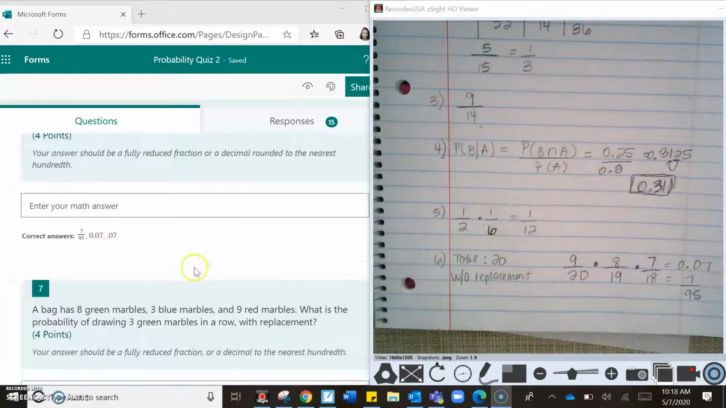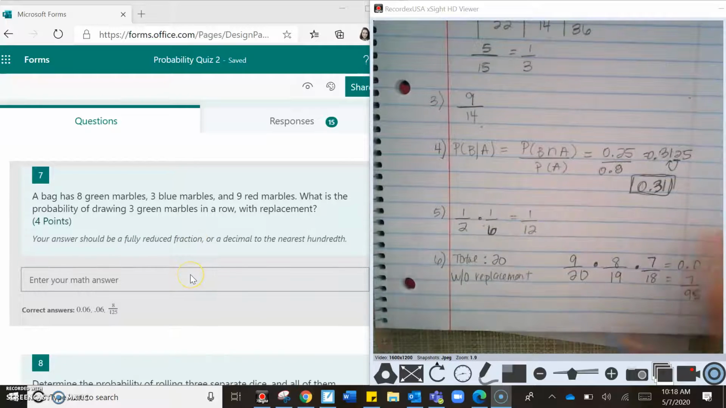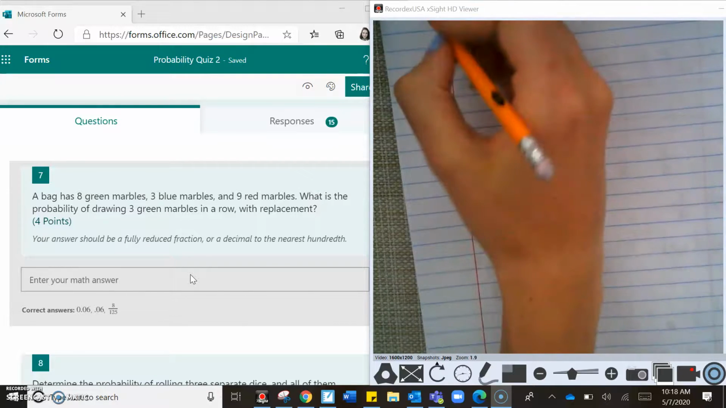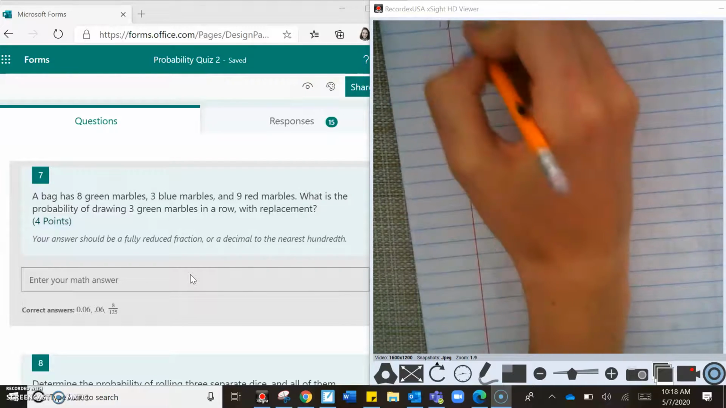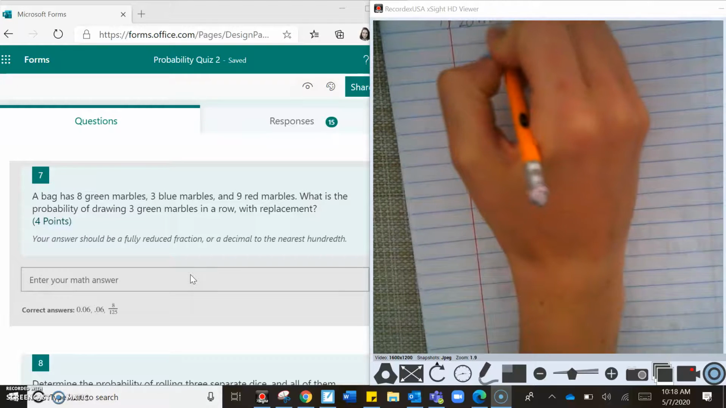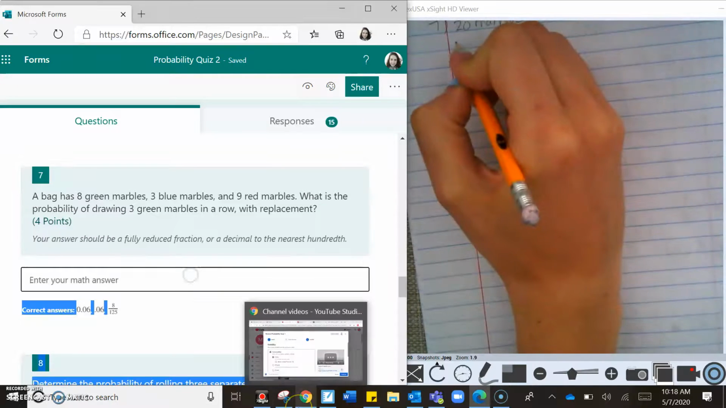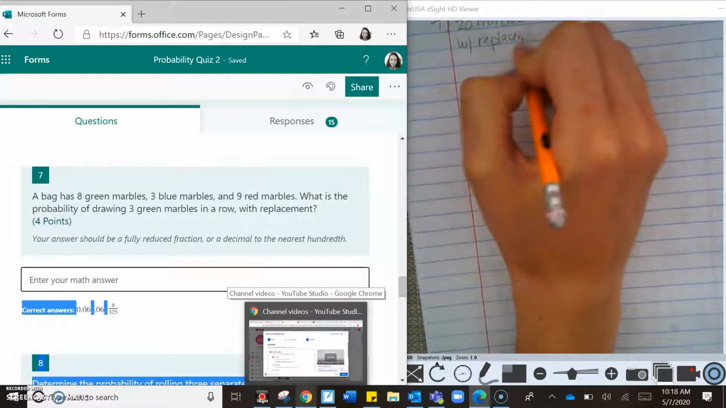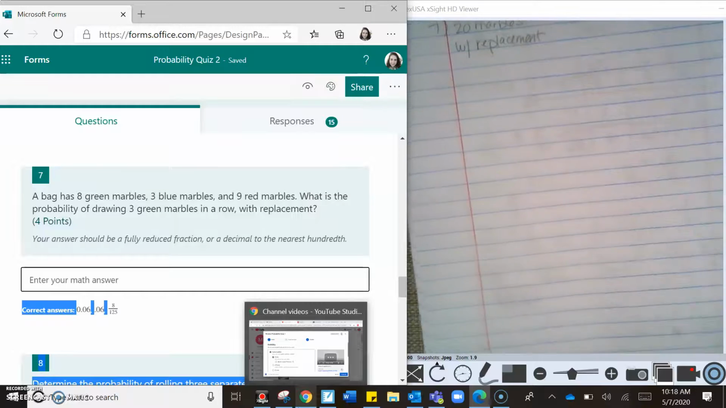All right, let's look at a similar question. Let's look at number 7. So number 7, we're still talking about the same amount of marbles here. So we know that we have 20 marbles. Now it says with replacement. So now I'm putting these things back. So let's look at what it's asking.